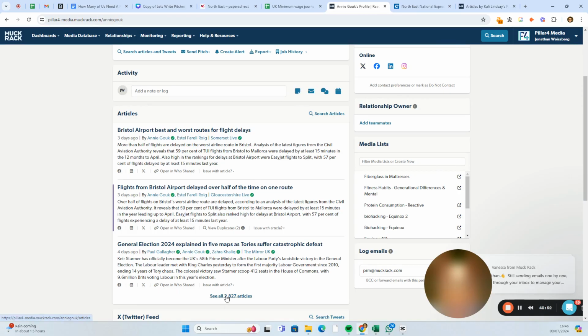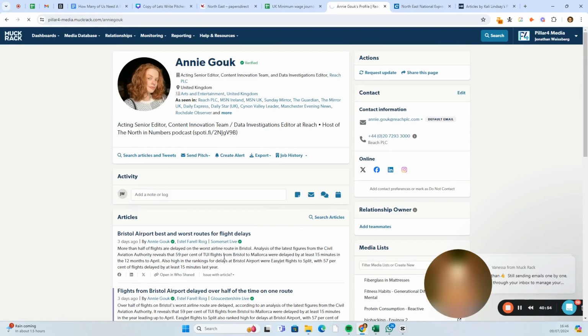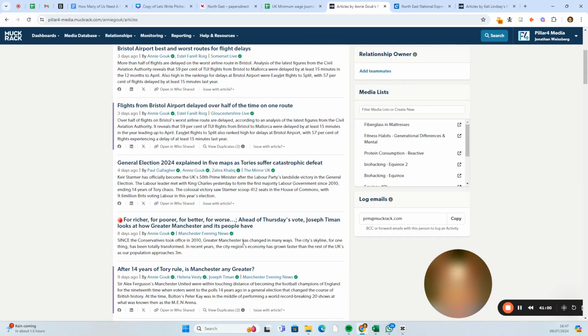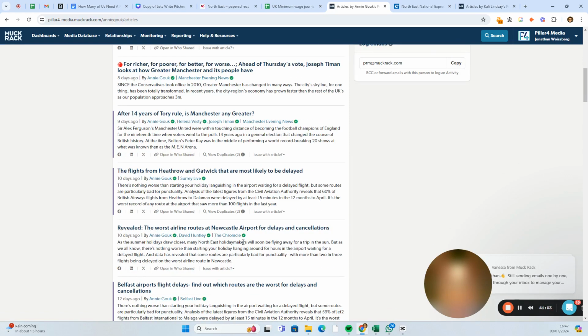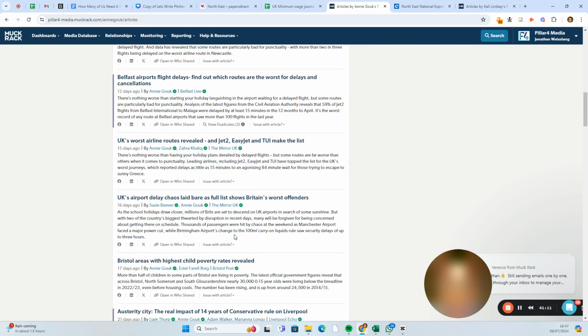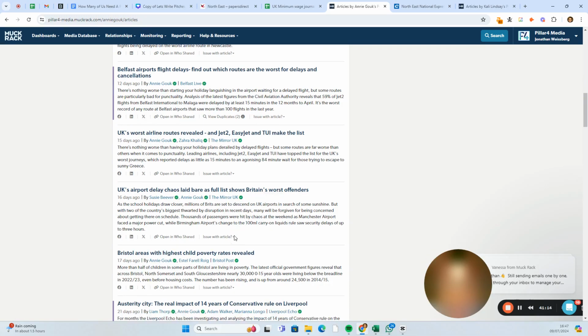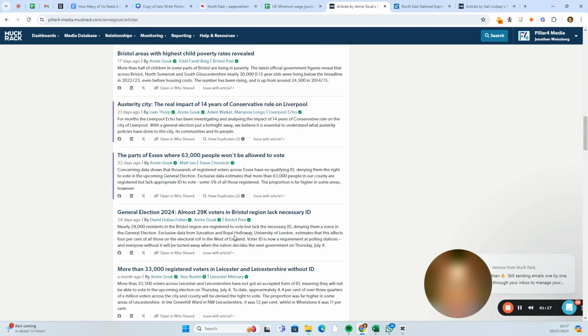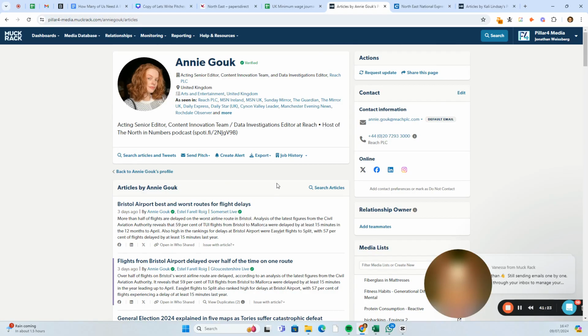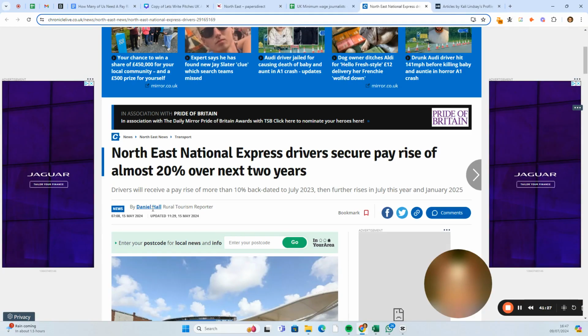Hard to tell. Worcestershire Live, The Mirror, Somerset Live. She also doesn't obviously have like a one set beat. She writes for everything. So I would put her just in the general UK angle. So I wouldn't put her in the Northeast angle. So I'm going to leave her to the side for this point. Rural tourism ports, that's not relevant.